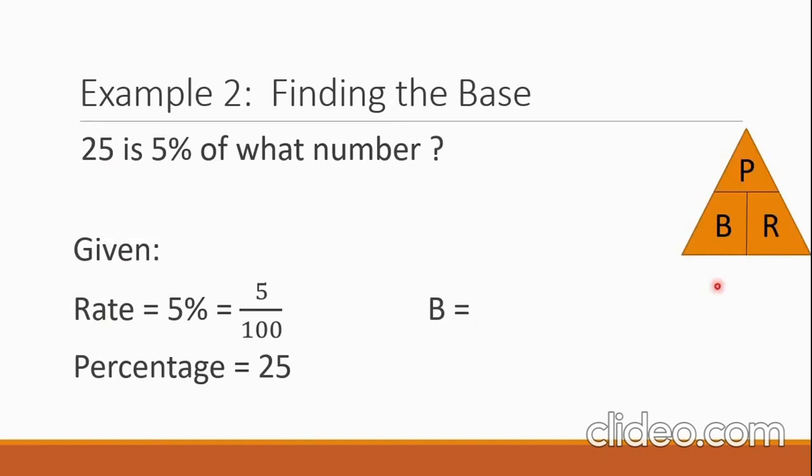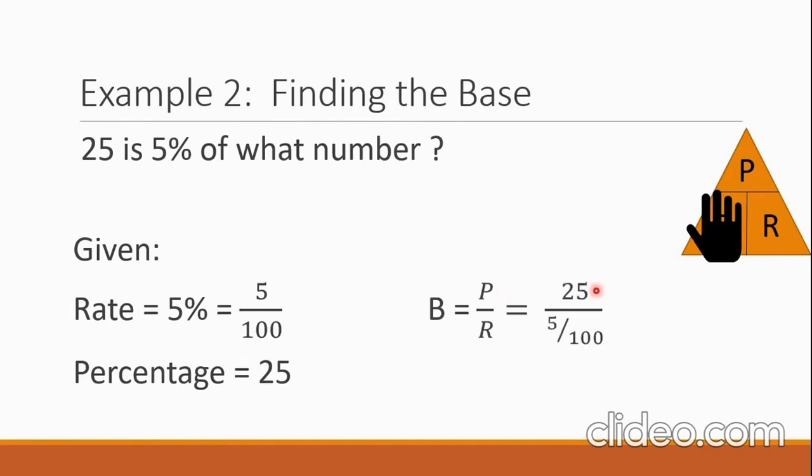Triangle formula here will help us give the immediate formula for the base. Look at letter B here. I'm going to cover that with my hand, and the P over R will come. So the P and R is our formula here. Then we will substitute the values. The P is 25. The R is 5 over 100.